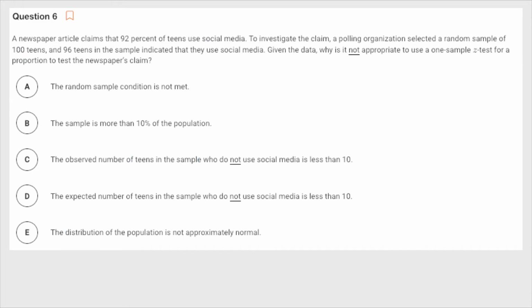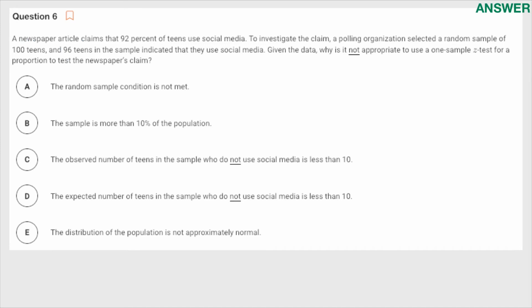Second one, a newspaper article claimed that 92% of the teens use social media. That looks like a P. To investigate the claim, a polling organization selected a random sample of 100 teens, and 96 teens in the sample indicated they use social media, so 96 out of 100 would be your p-hat. Given the data, why is it not appropriate to use a one-sample z-test for a proportion to test the newspaper's claim? It looks like we're checking assumptions.